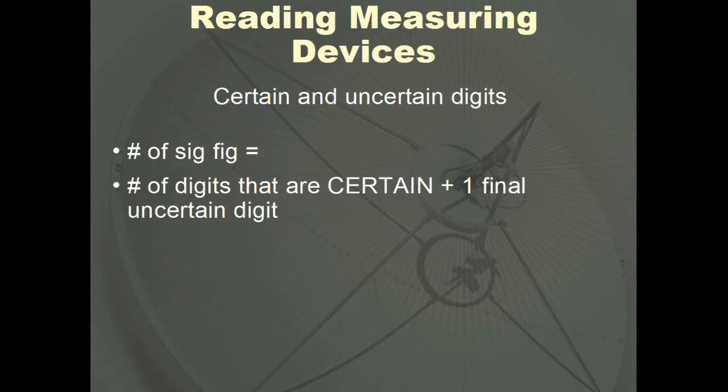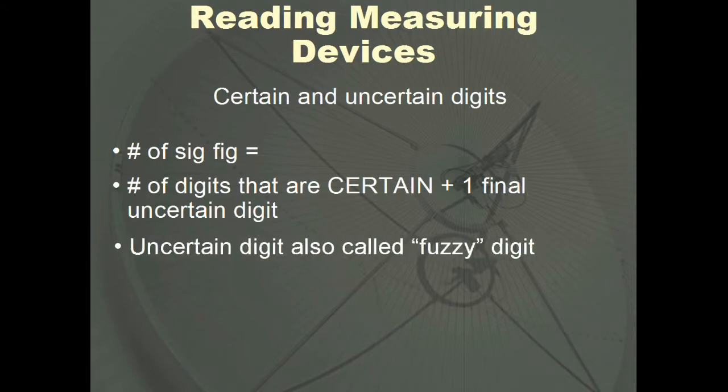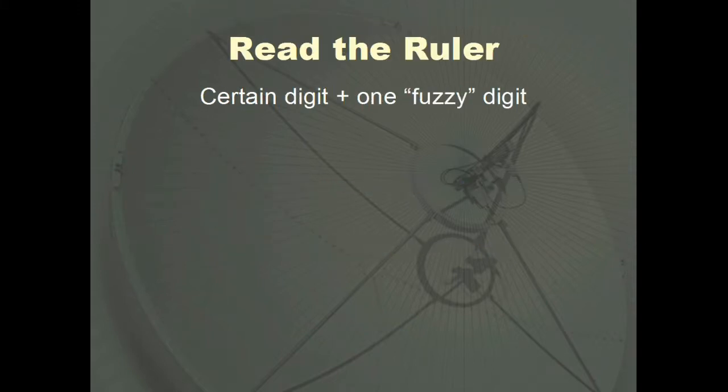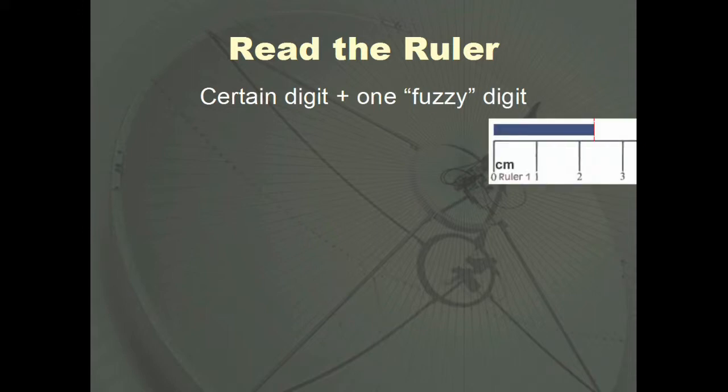Number of significant digits equals the digits that I can read off for certain of this instrument plus one I have to estimate, which is somewhat uncertain, a final uncertain digit. This uncertain digit is also called the fuzzy digit, because it is not quite exactly on, but we can estimate that it's probably pretty close. Well, let's read a ruler and see which digits are certain and which ones are my fuzzy digits, which gives me the significant digits for reading that instrument.